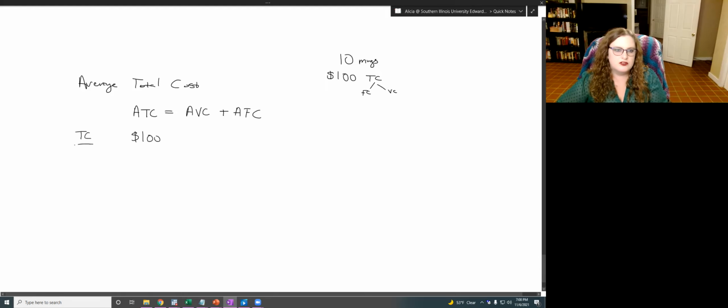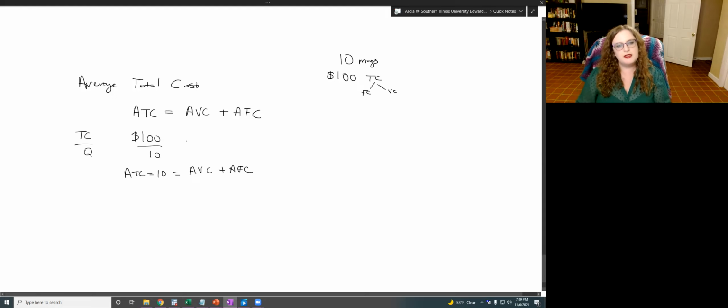So total cost divided by the quantity that we produced, right? So $100 divided by the 10 mugs. So our average total cost in this case equals, let's say, just 10. Cool. All right. Well, how much of that 10 is this average variable cost plus the average fixed cost? Well, let's think about that part too.